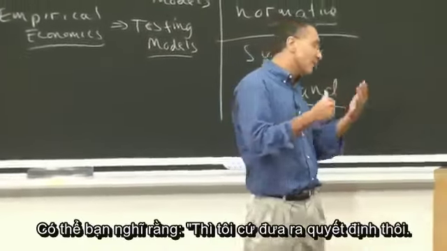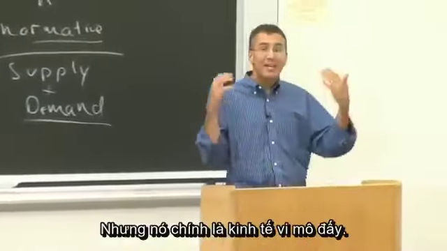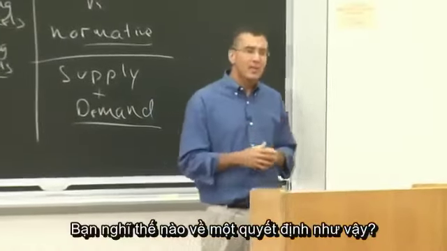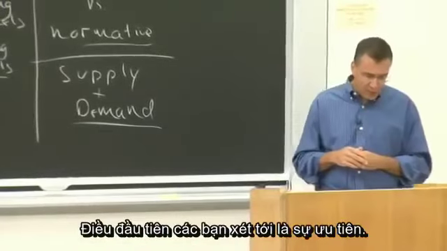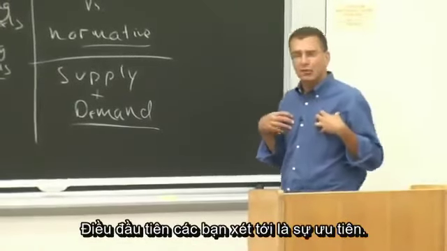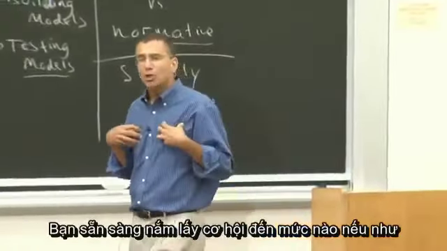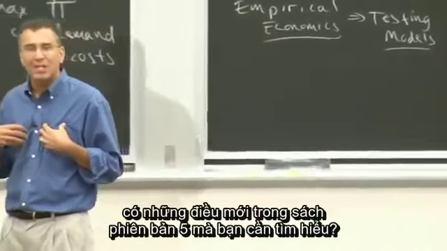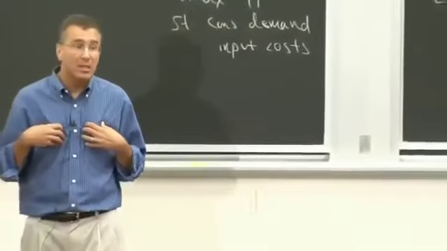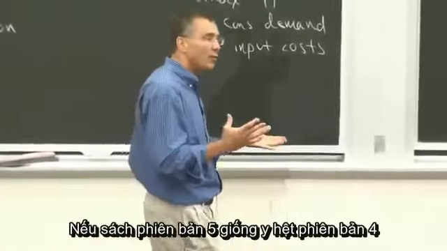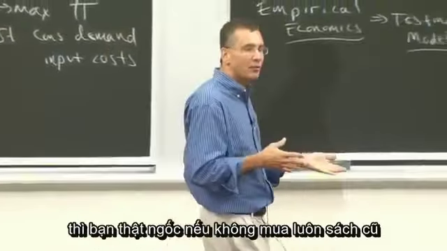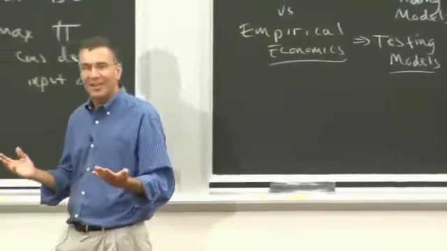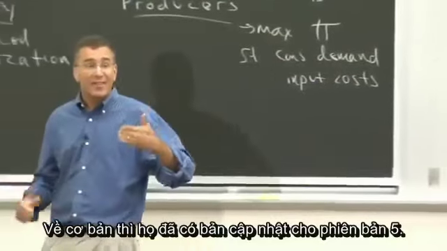Well, you may think, gee, I just make the decision. It's not really about microeconomics, but it is. We're going to model how you think about a decision like that. Well, how do you think about a decision like that? The first thing you consider is your preferences. How much are you willing to take a chance that there's new stuff in the 5th edition that you need to know? If the 5th edition was identical to the 4th edition, then you'd be an idiot to not just buy the used 4th edition. But it's not. Textbook writers are smart. They update their book. So basically, the 5th edition is updated.